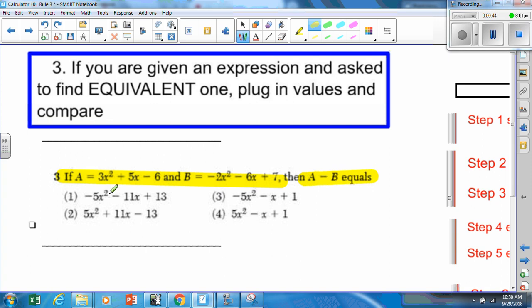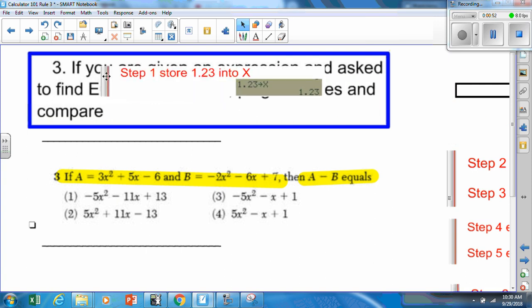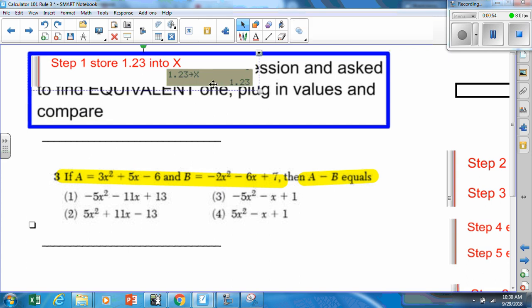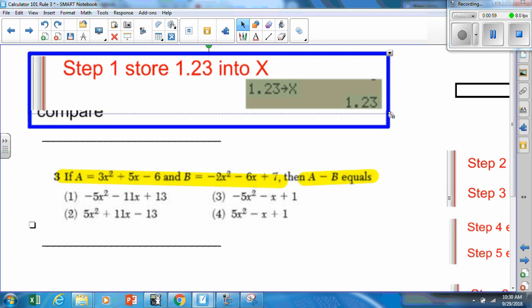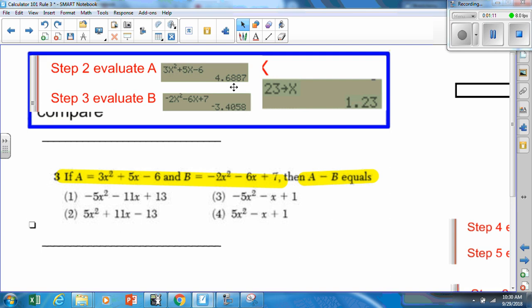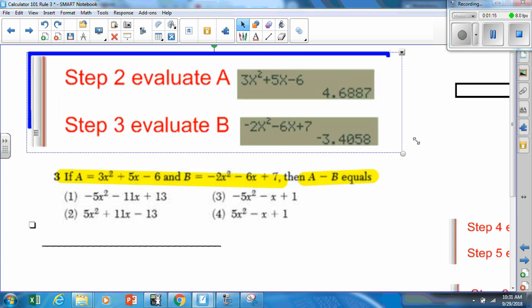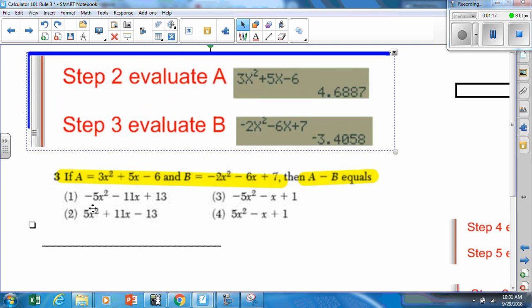As always, step one. In step one, we're going to store the value of 1.23 into our calculator under X. All right. In step two, what I want to do is take a look at what A represents, now that that value of 1.23 is stored, and see what it returns. In this case, it returns a 4.68.